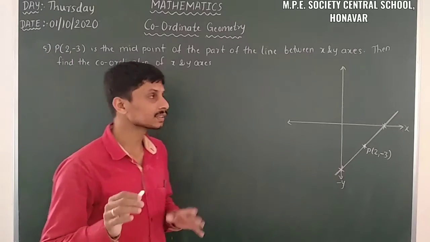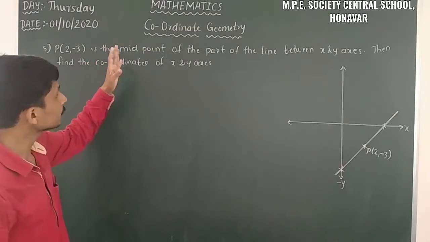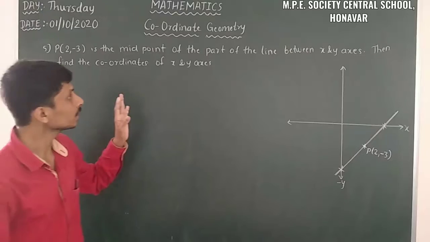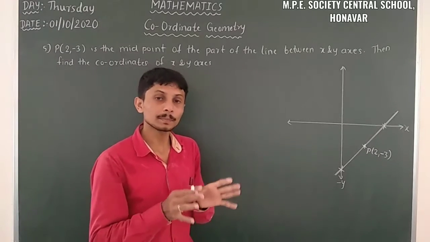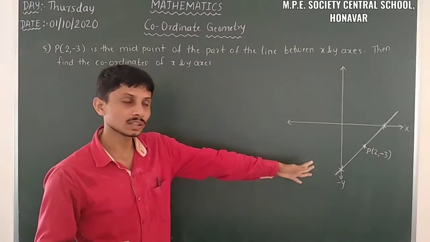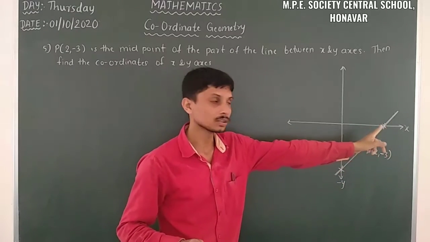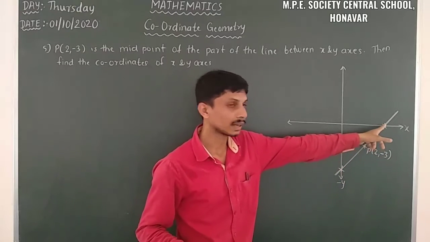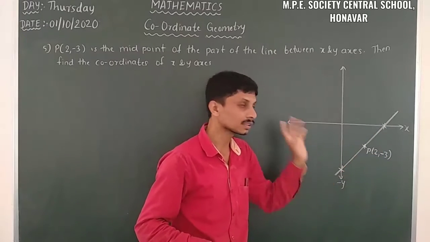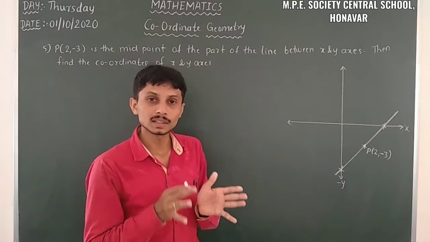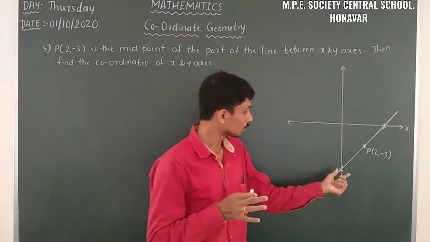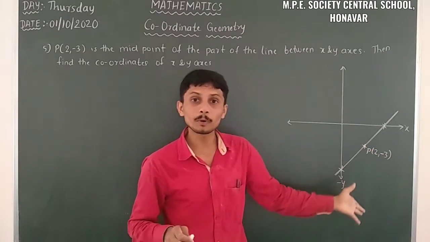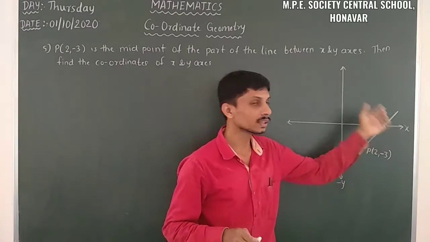The next problem tells us that P of 2, minus 3 is the midpoint of the part of the line between the x and y axis. Then find the coordinates of the x and y axis. Just observe the figure here. I am taking a line here. P of 2, minus 3 is the midpoint of this line where it touches the x axis and the y axis. So we have to find the coordinates on the x axis and y axis. The midpoint is given, but we have to find this point and this point.